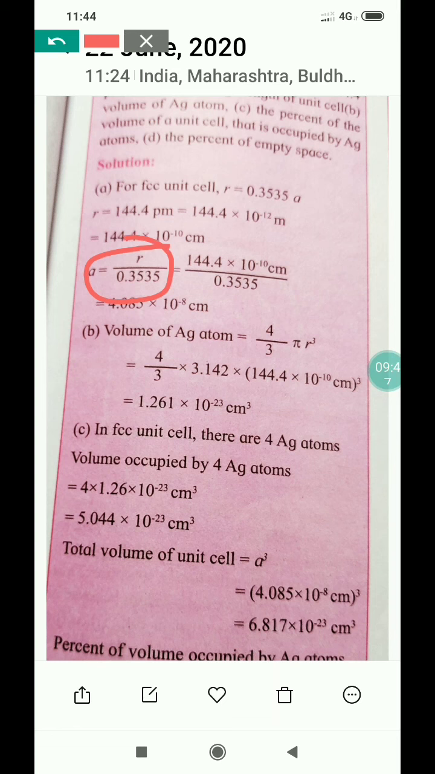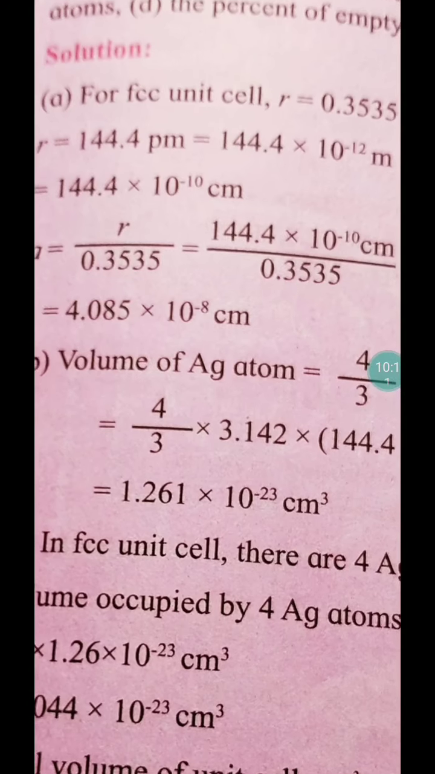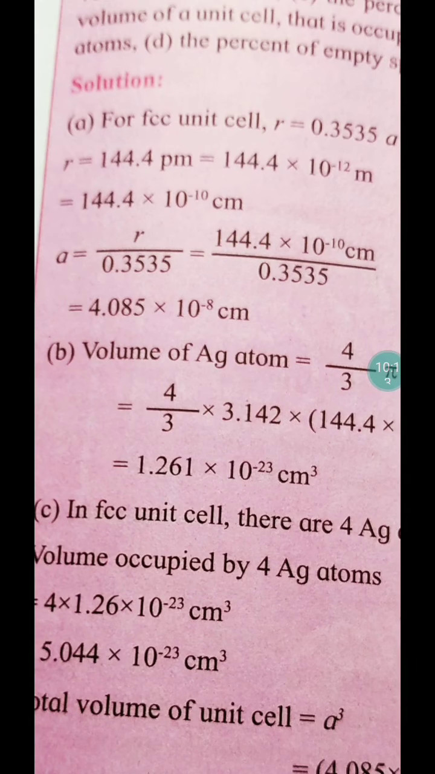Putting this value in the equation, that is 144.4 multiplied by 10 to the power minus 10 centimeter, since picometer gets converted into centimeter, the conversion factor is 10 to the power minus 10. By multiplying this, we get A equal to 4.085 into 10 to the power minus 8 centimeter.